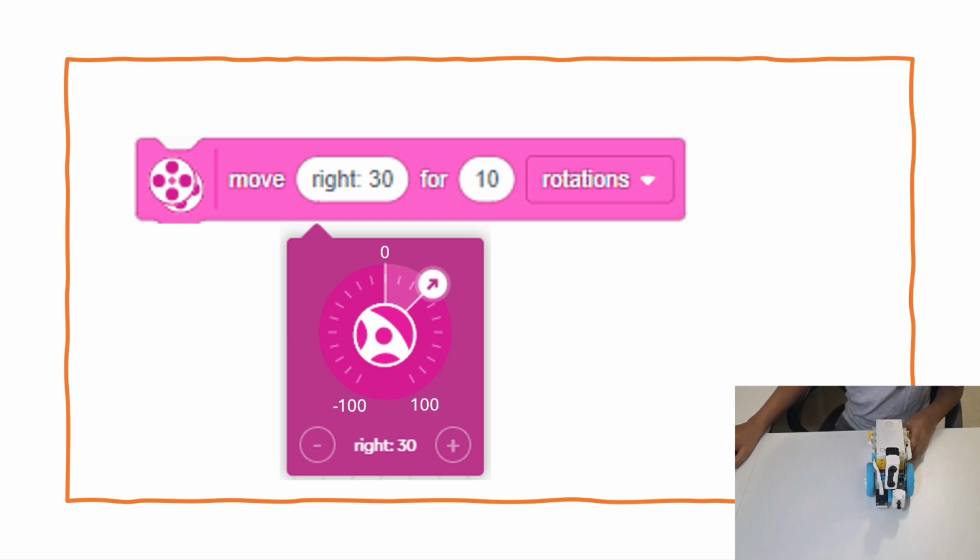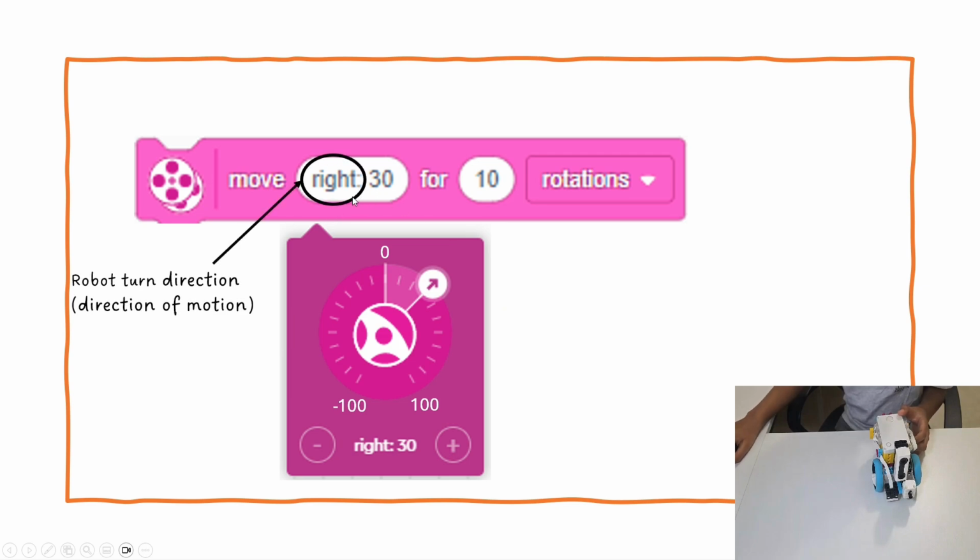Also, keep in mind that the 30 does not mean that the robot will turn exactly 30 degrees. We will explain more on that in the next slide. Let's break this first white box down. So this right turn means the direction of motion, or the robot turn direction. And the 30 represents the speed of the inner wheel compared to the outer wheel.